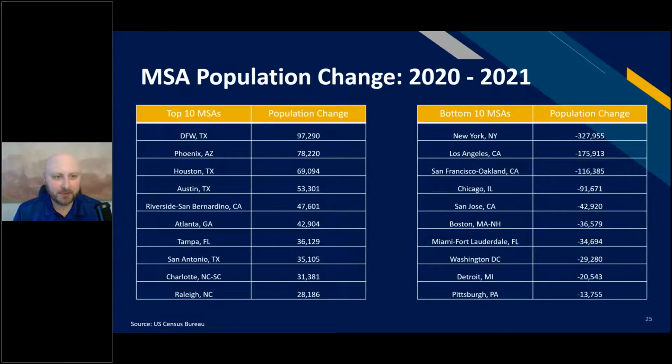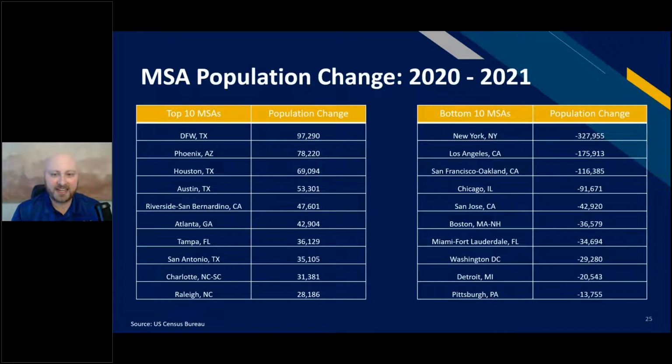So at an MSA level, top 10 MSAs for population change just within the 1-year period from 20 to 21. Probably not a lot of surprises on that list. The Riverside San Bernardino market in California, sort of the Inland Empire area, was an area of California that did well during the pandemic. The Bay Area and LA struggled more, and the Inland Empire did relatively better from a California perspective. But you see Texas, Arizona, Florida represented on that list.